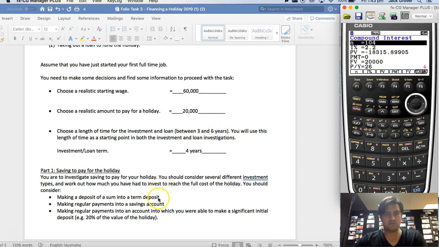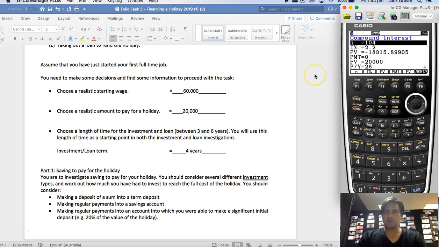What you guys will need to do for each one of these dot points is write just a summarizing sentence. So something along the lines of, for a term deposit with an interest rate of 2.2% compounded fortnightly, if I was to deposit $18,315.90 at the start of this investment period, I would end up with the $20,000 I need for my holiday. All right, just a summarizing sentence. It doesn't have to be exactly like that, but something along those lines.